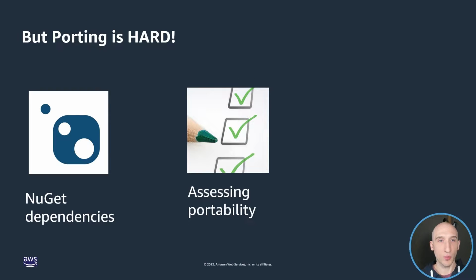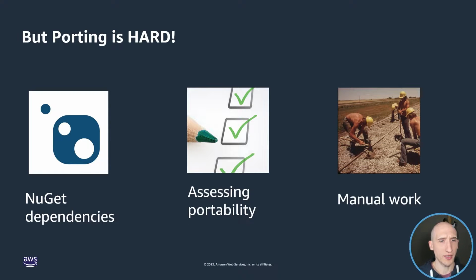Also, you have to assess portability. Is your application currently compatible with the latest versions of .NET 6 and .NET 7? You could be taking advantage of APIs that are no longer relevant or are deprecated. And then finally, it's a lot of manual work. This idea that we can just flip a switch and our apps go from .NET Framework 4.5 to .NET 6 or .NET 7 is more than likely not 100% feasible based on your use case, but there are some tools out there to help us along the way.